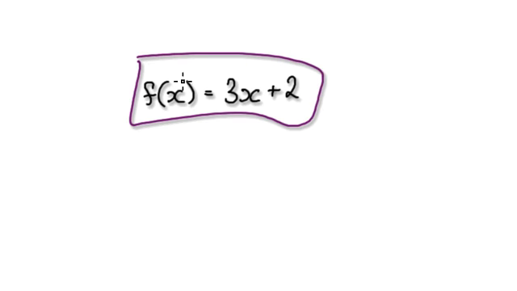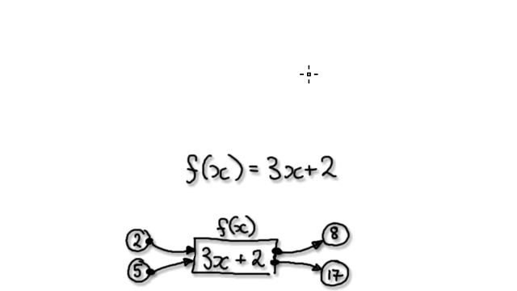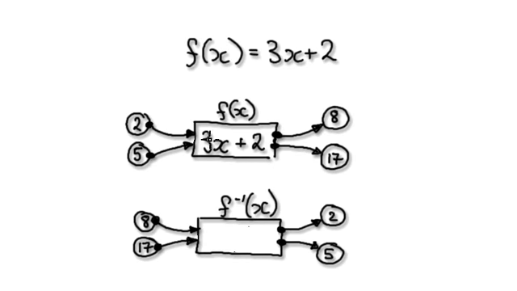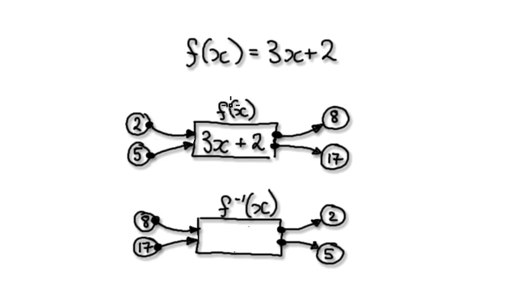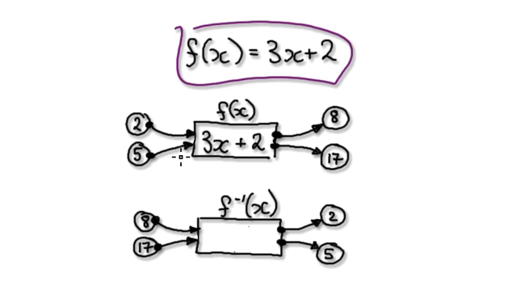If you have a function f of x equals 3x plus 2, what that means is that you've got some sort of machine here. If you put the number 2 into the function, it will spit out the number 8. So you can imagine a function as being like a machine.